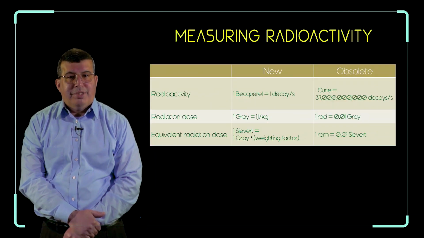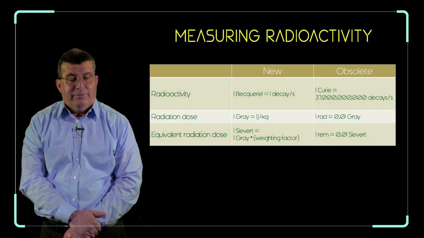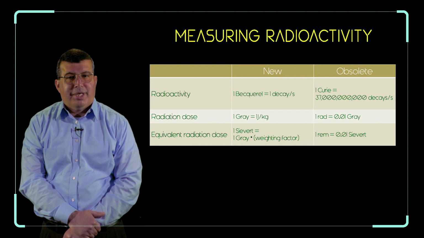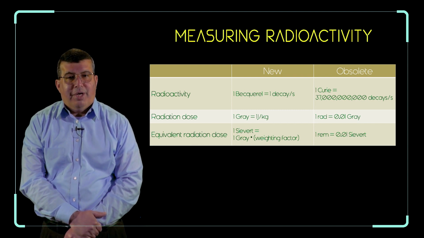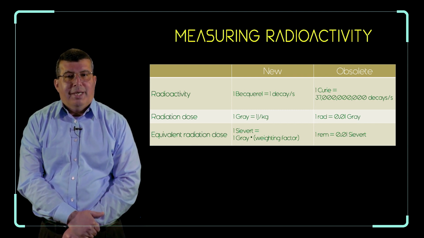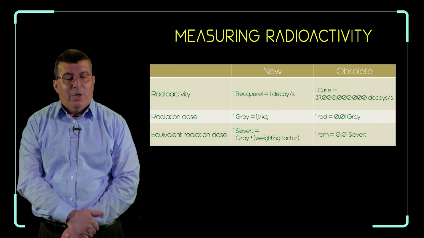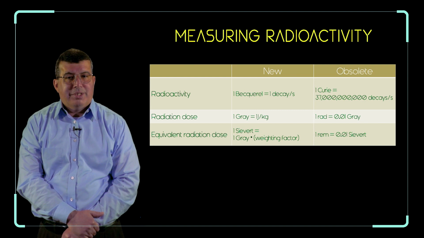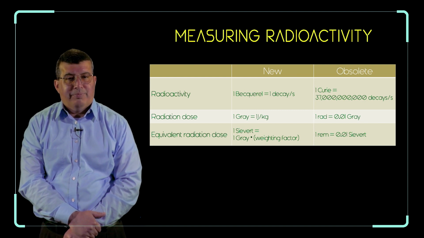Let's start with a measurement of radioactivity. Our unit of radioactivity in the metric system is the becquerel. And 1 becquerel is 1 decay per second from a source. So if you have a radioactive source, and that radioactive source has 1 decay per second, then that source would have a radioactivity of 1 becquerel.